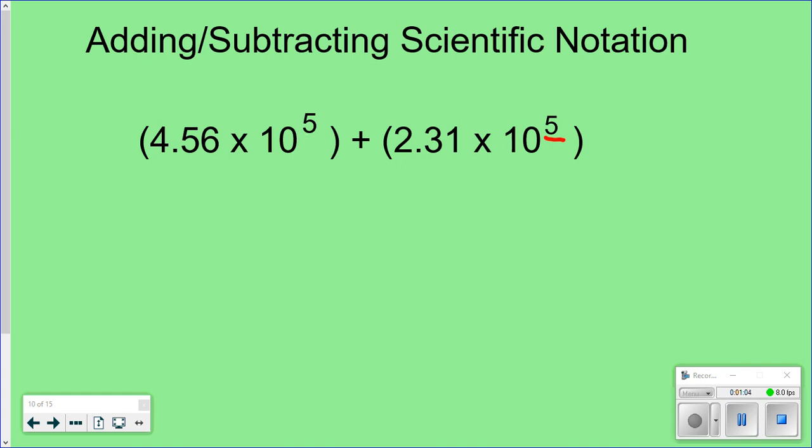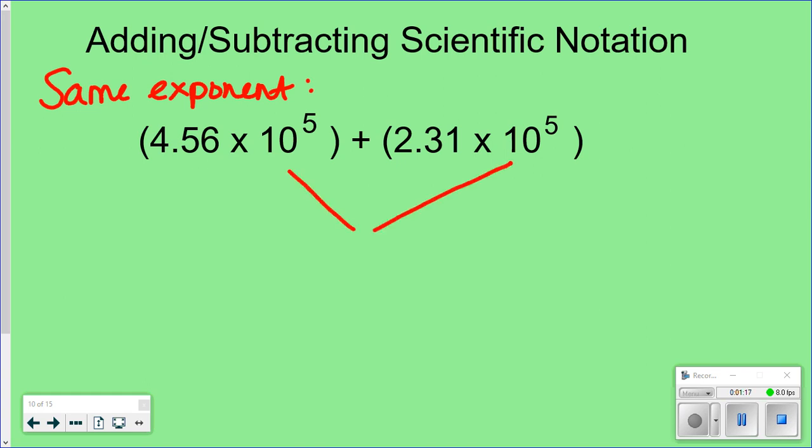So this is an example of when you have the same exponent. If you have the same exponent, it's just going to be 10 to the 5th. There's no adding them, there's no subtracting them. It's kind of like when you add fractions, you don't add the denominators. The same thing is happening here. You're not adding the 10 and the exponents, okay?